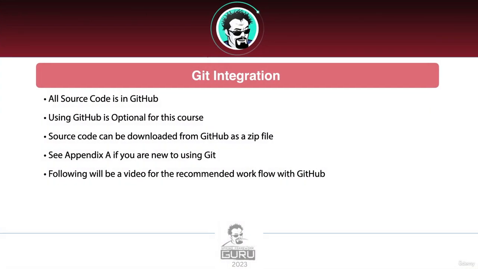Now, GitHub is used in the course for source code. It is optional. If you don't have GitHub installed, or Git, I should say, you can download the source code from GitHub as a zip file. If you do need help using Git, see Appendix A. I do have a collection of articles to get you started there. And again, you do not need GitHub, but having Git skills is going to be very important to employers. So I do recommend it. Using GitHub in the course will make your life easier, but again, it's not required. You can work around it and not need it.